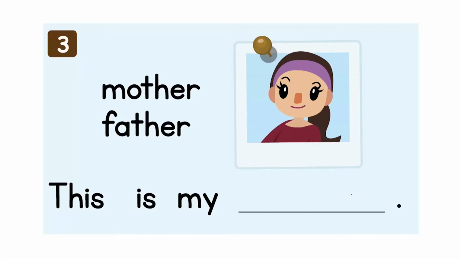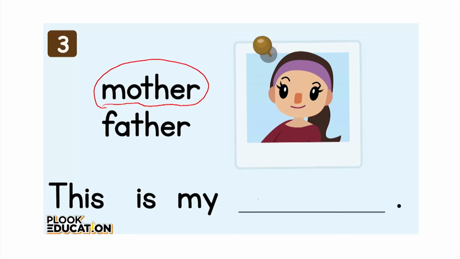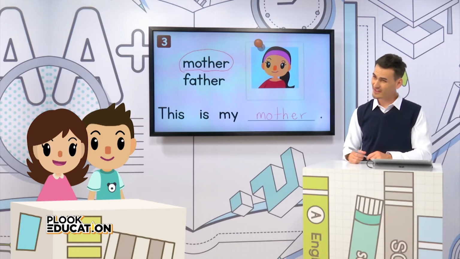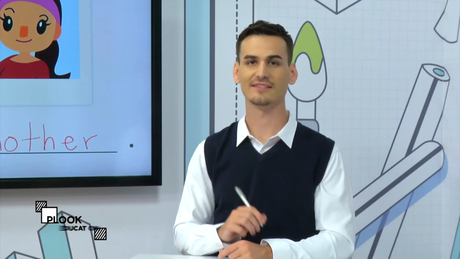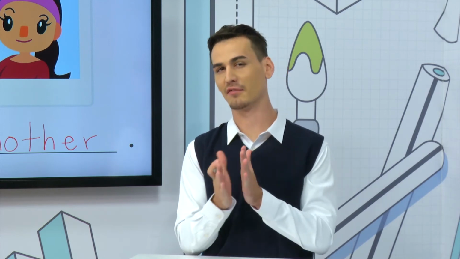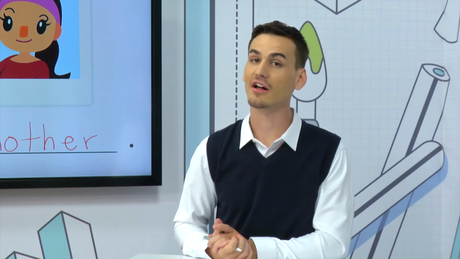Number three. Who is this? Here are your options. It's either mother or father. Mother. That's right. It is mother. How do you spell mother? M-O-T-H-E-R. Perfect. Mother. Who is this? This is my mother. Be sure to give yourself a good round of applause. You're doing great. And you know how to spell all these words perfectly.